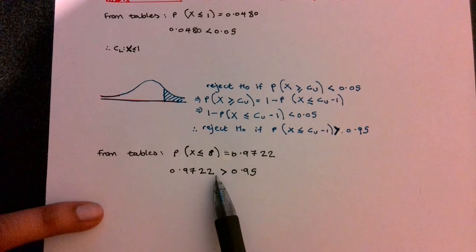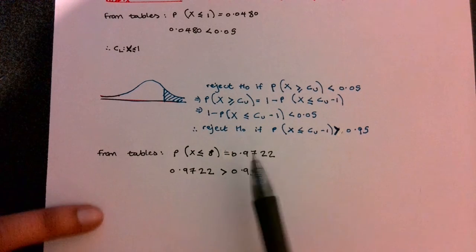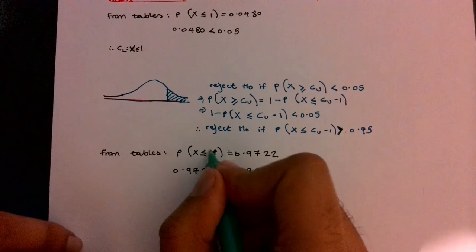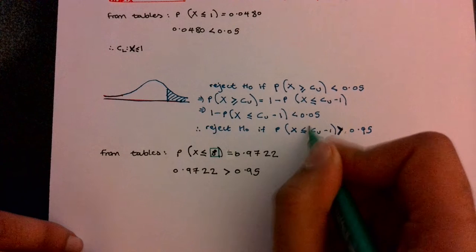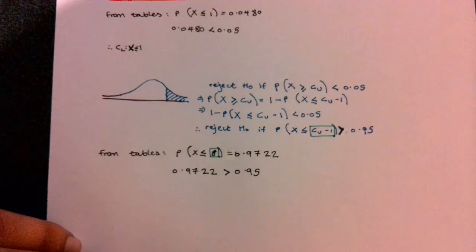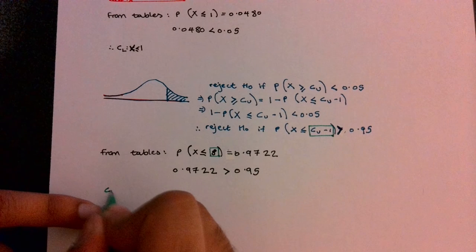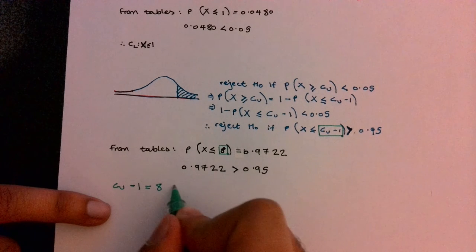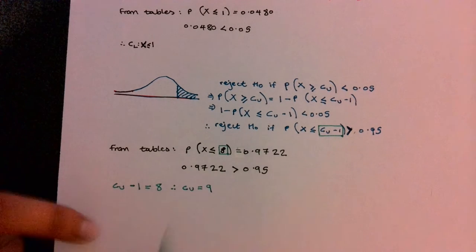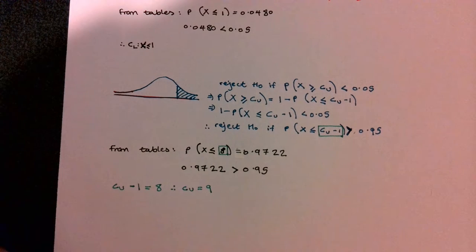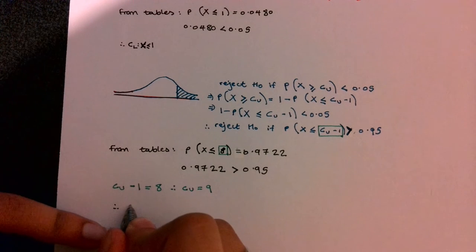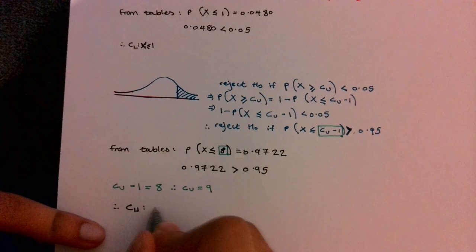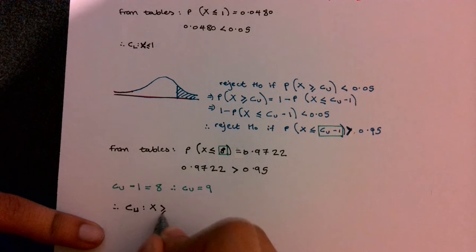Okay? And from this, 0.9722 corresponds to, well, this 8 over here corresponds to Cu minus 1. So let's just make that clear. This 8 over here corresponds to Cu minus 1. So Cu minus 1 is equal to 8, and therefore Cu is equal to 9. Okay? So with that being said, we can conclude that our upper critical region is when x is greater or equal to 9.